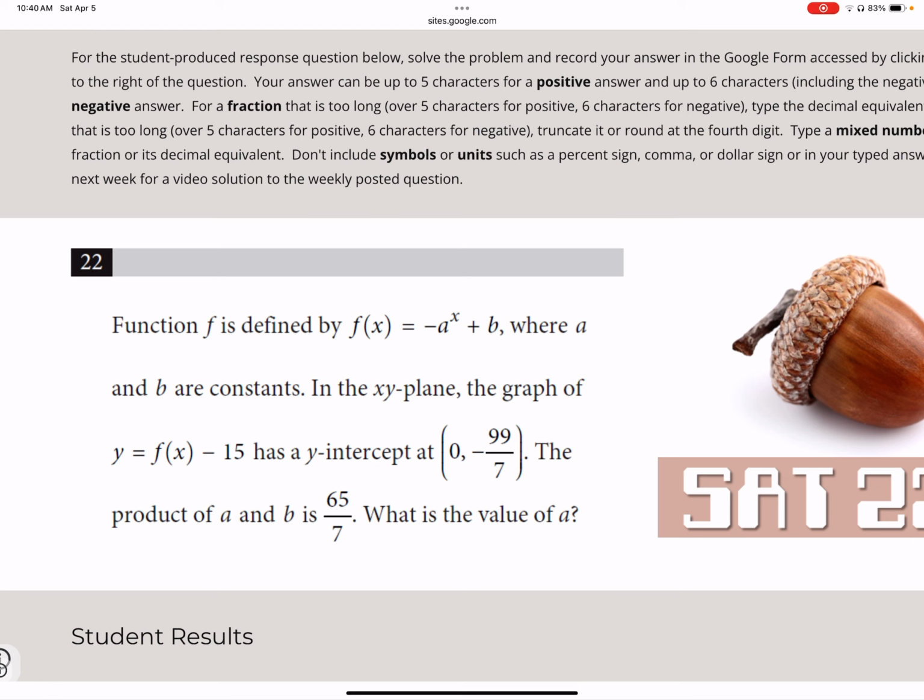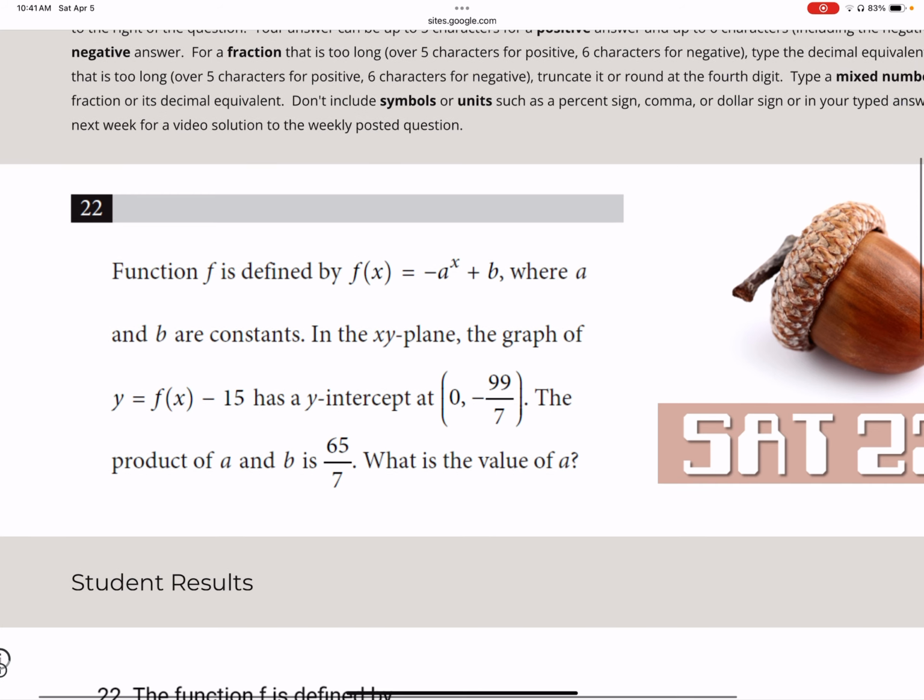In the xy plane, the graph of y is equal to f of x minus 15 has a y-intercept at (0, negative 99 over 7). Okay, the product of a and b is 65 over 7. What is the value of a?